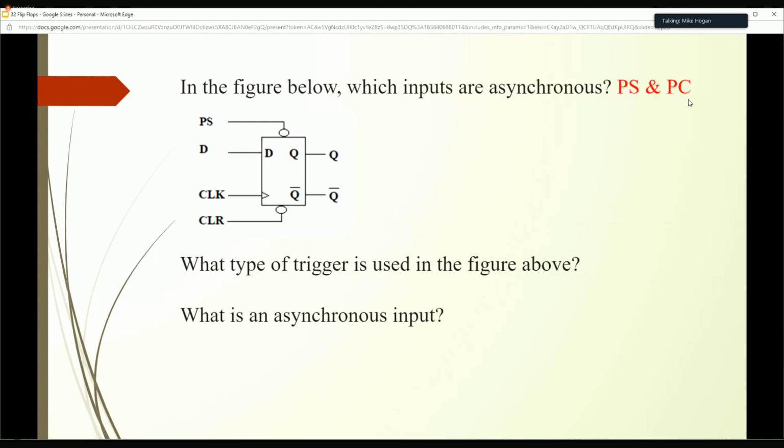I don't know what it's talking about, PC. CLR is what it should be. In terms of the trigger, see when we just had this input and nothing here. See how we've got this arrow? That's what's indicating that it is triggered on positive edge, right?